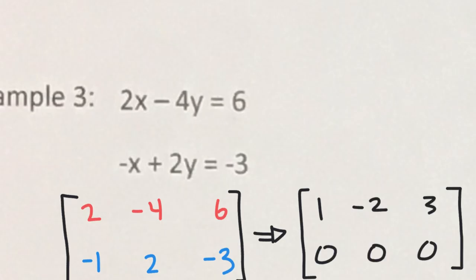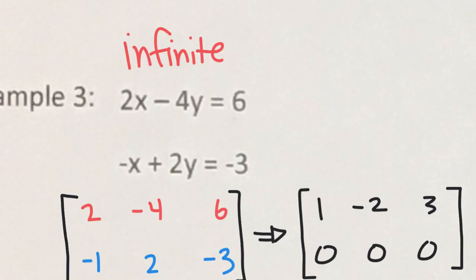So notice our strangeness. We have all numbers on the first row, but then we have zeros on our second row. That means there isn't an x value, and there isn't a y value. This means that we have an infinite amount of solutions. Infinite solutions.